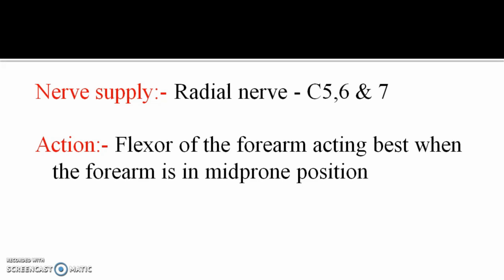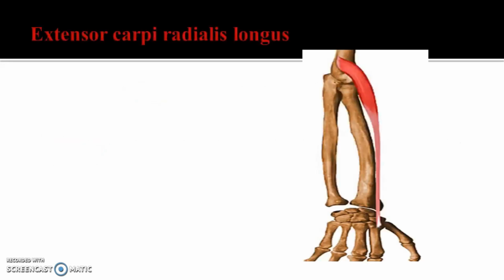So here you have to remember, usually the posterior compartment we call extensor, because the main action of these muscles is extension. But here brachioradialis is an exception. It is a flexor muscle. It acts at the mid-prone position of the forearm. Now talking about other muscles, all other muscles are extensor in function.